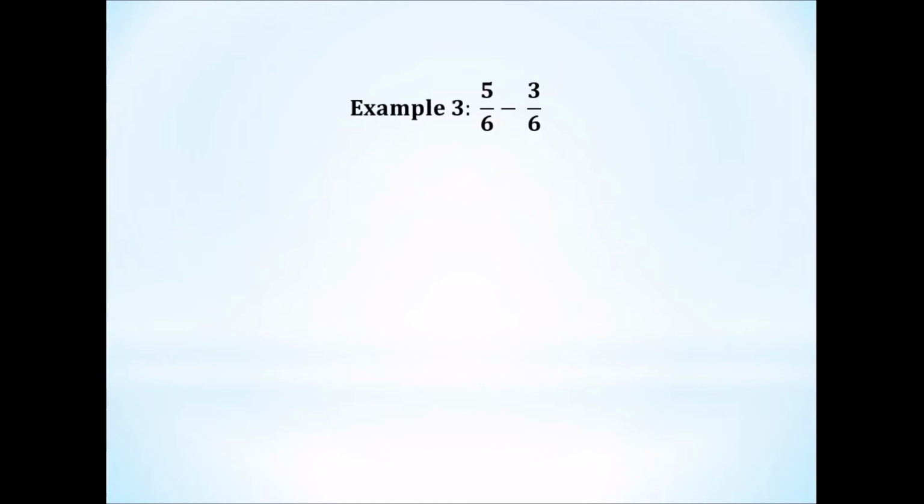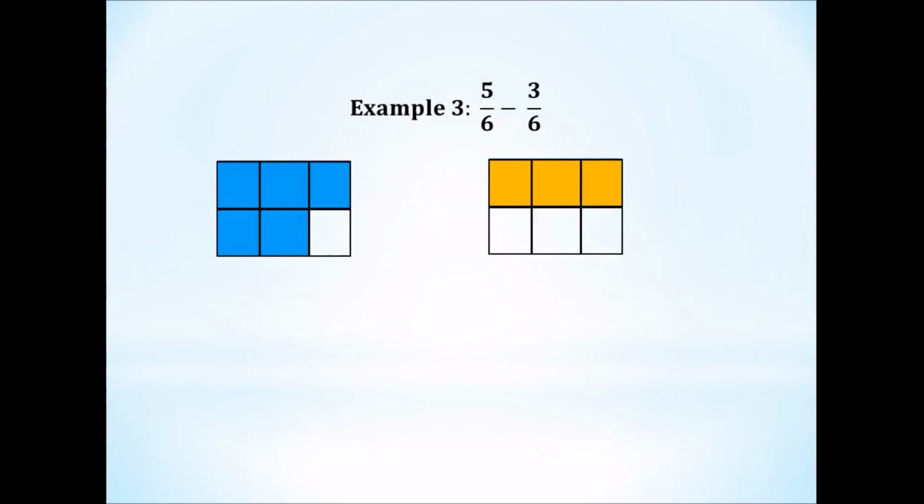Now let's go ahead and try subtracting the common denominator fractions. So similar to that, the 6 is the denominator. That tells me the parts. So I have 6 parts. Of the 6 parts, 5 of them are shaded. So 5 out of 6 right there. Then we also have 3 out of 6. So here's 3 out of 6 right there.